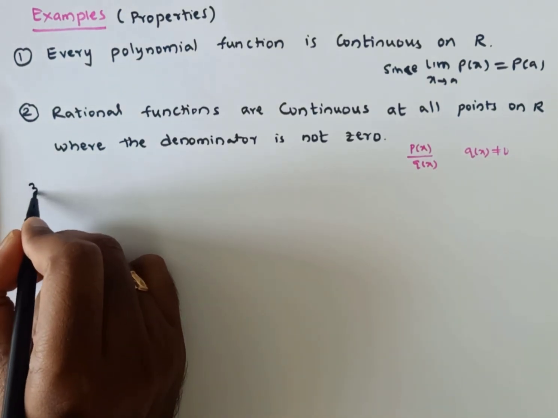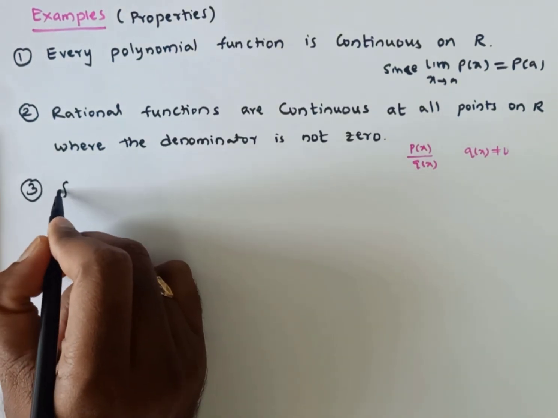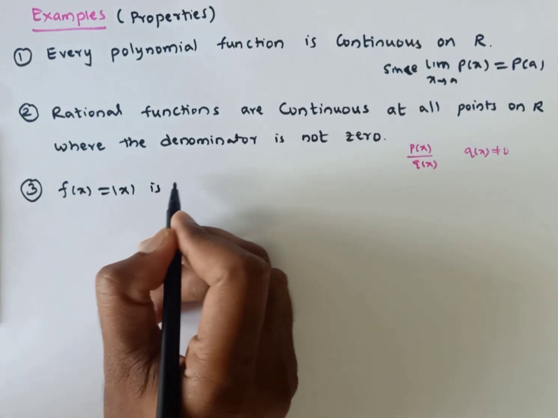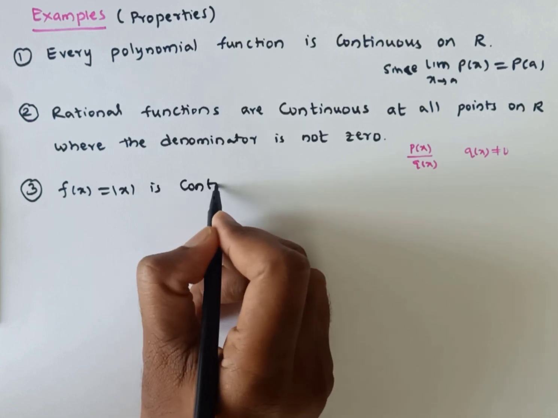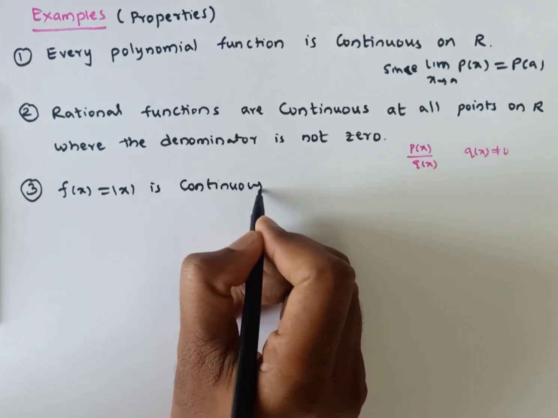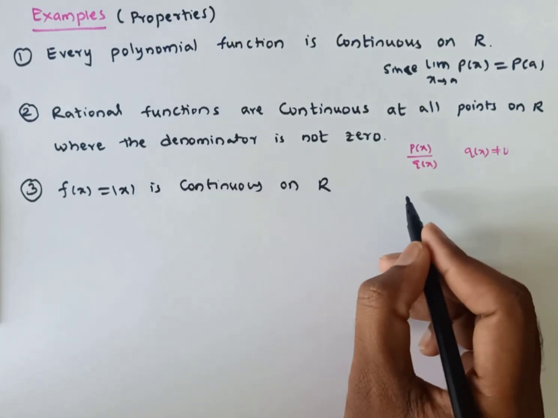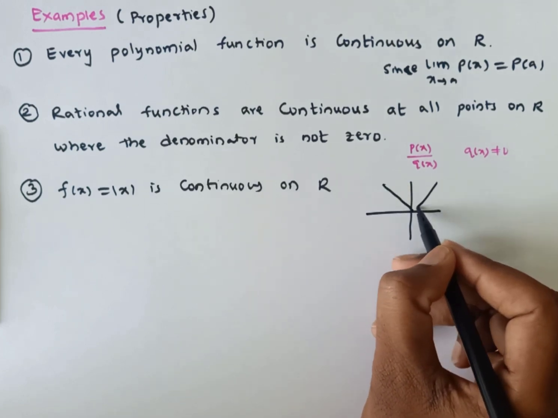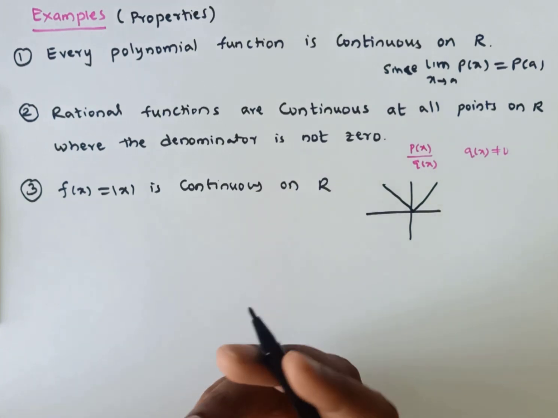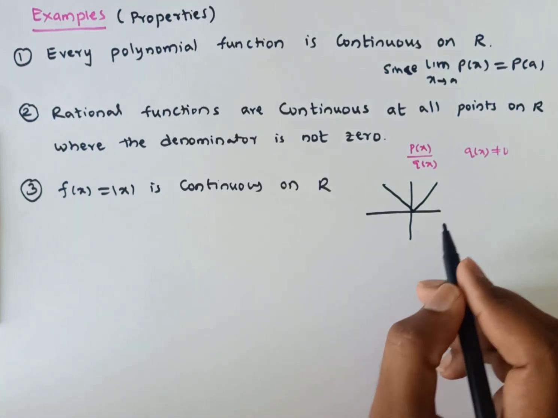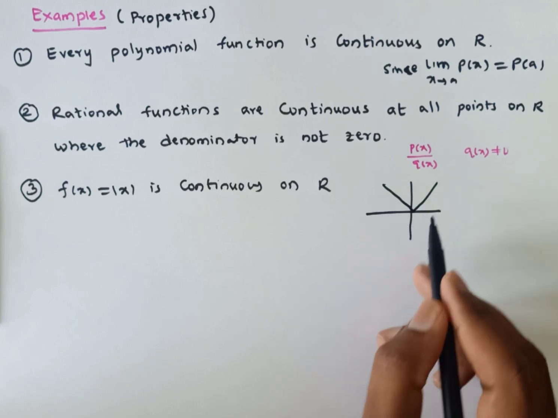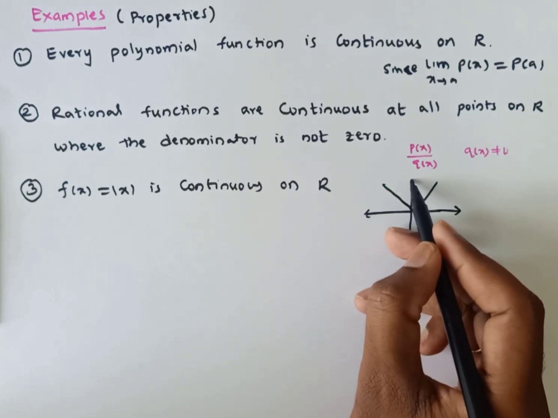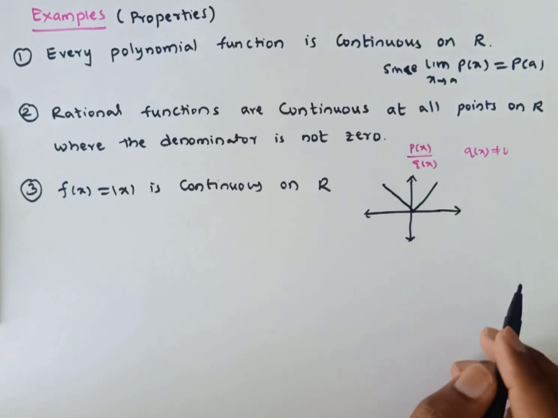So the third one: we know the mod x graph, right? f of x equals mod x is continuous everywhere, continuous on R, since we know that the graph of mod x is a V shape, right? So mod of x, or mod of x plus 1, or mod of x minus 1, everything is continuous on R. Since the graph is continuous, if we check at every point on R, it will be continuous.